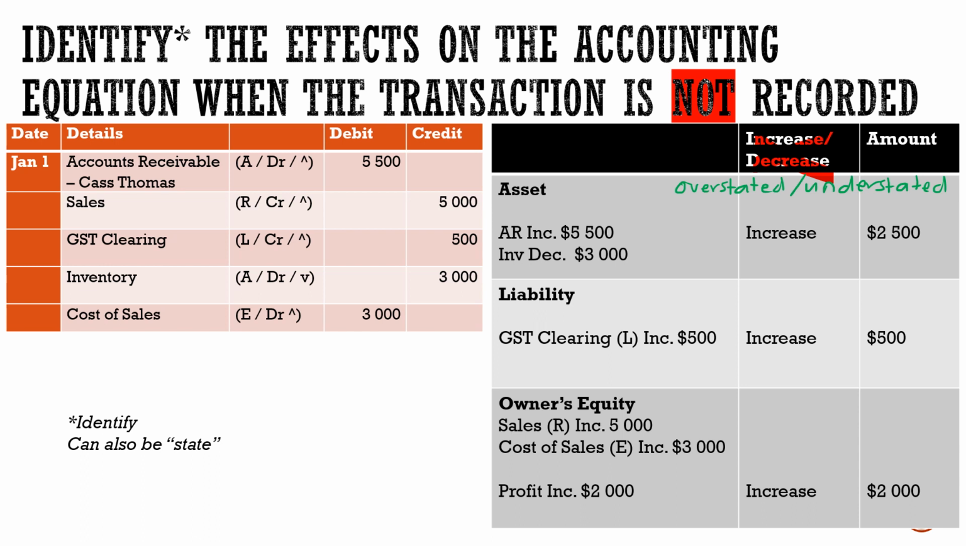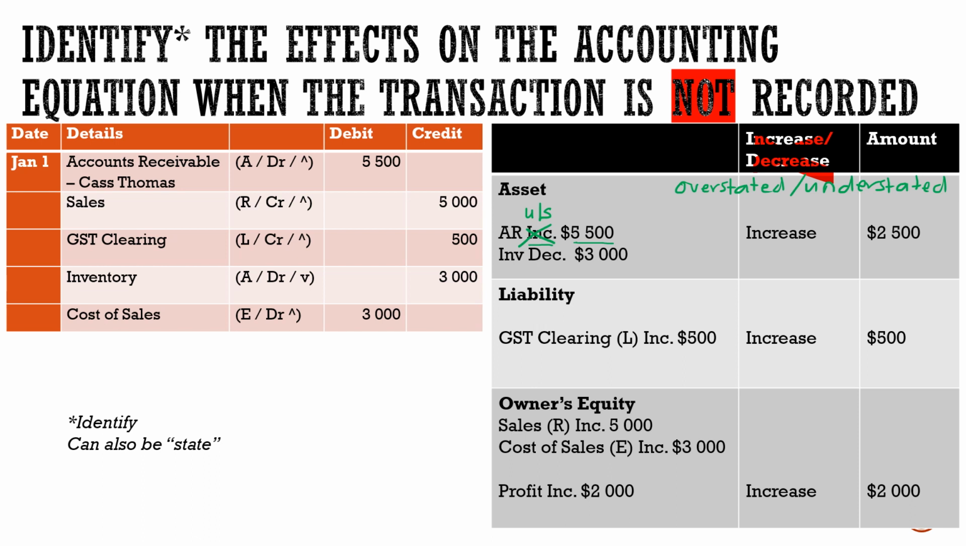So let's start with the accounts receivable. It says here that it would have increased assets by $5,500. Now, if the accounts receivable was not recorded, therefore the increase would not have happened. And if the increase did not happen, therefore, the accounts receivable would have been understated by $5,500. So that's U S there for understated.